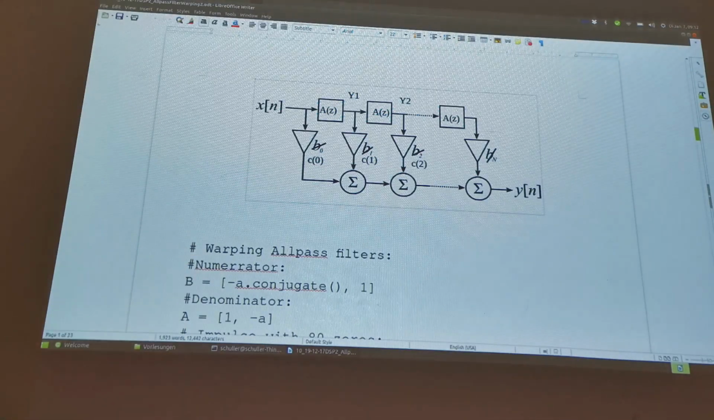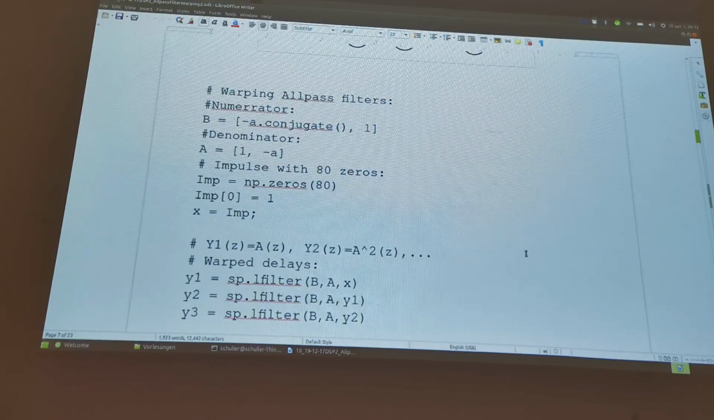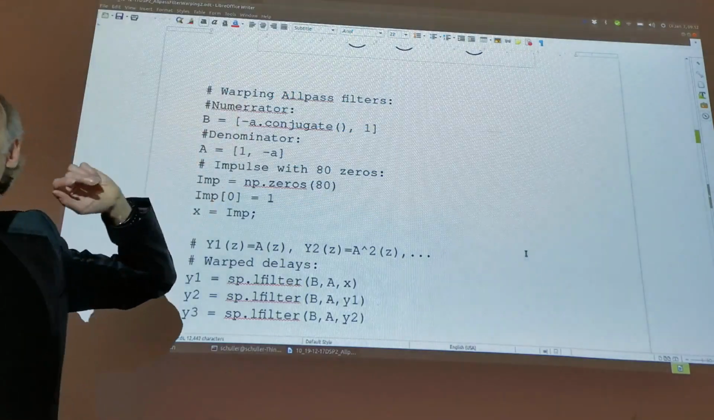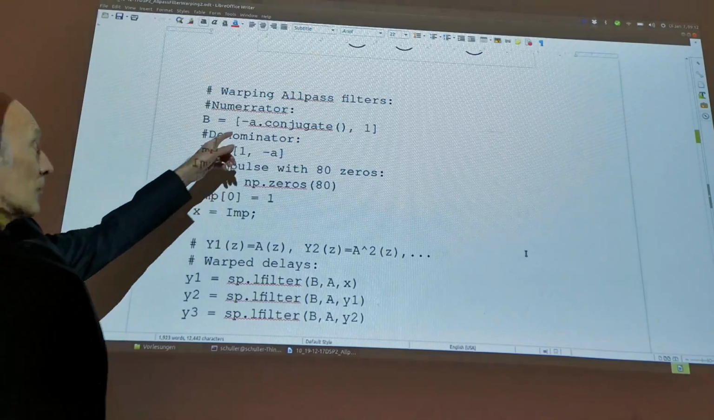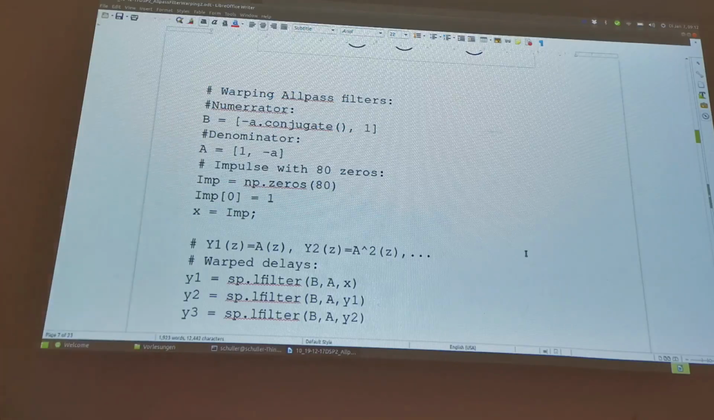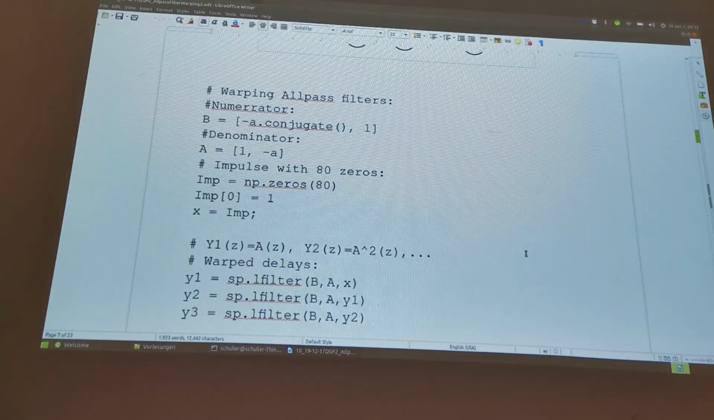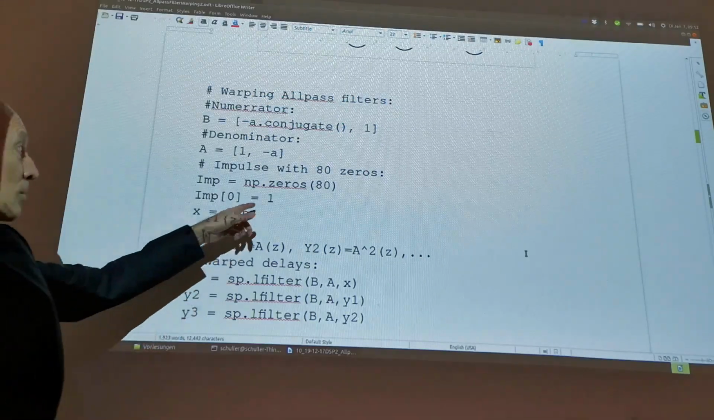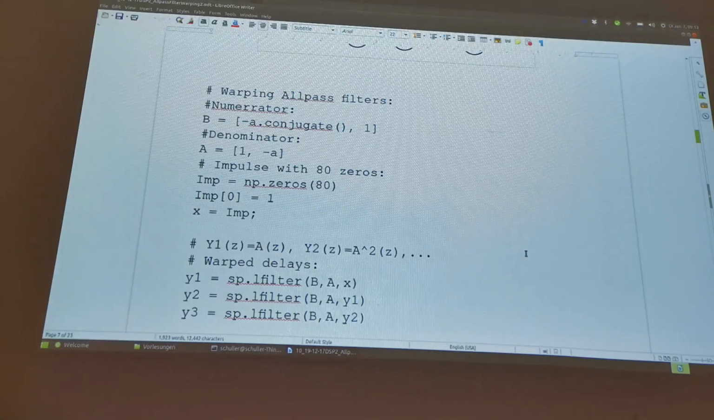And here you can see the Python example for it. So you can see our all-pass filter. So here, this A we got from this formula last time for approximating the Bark scale. So this came out of this formula. We have an A and a B, which basically both together make up the all-pass filter for the denominator and the numerator. Then we have the input of our warped filter, which in this case is just an impulse, a 1 followed by 80 zeros, or 79 zeros, because we set the first one to 1 here. And then we take this as an input, and here's our warped filter.